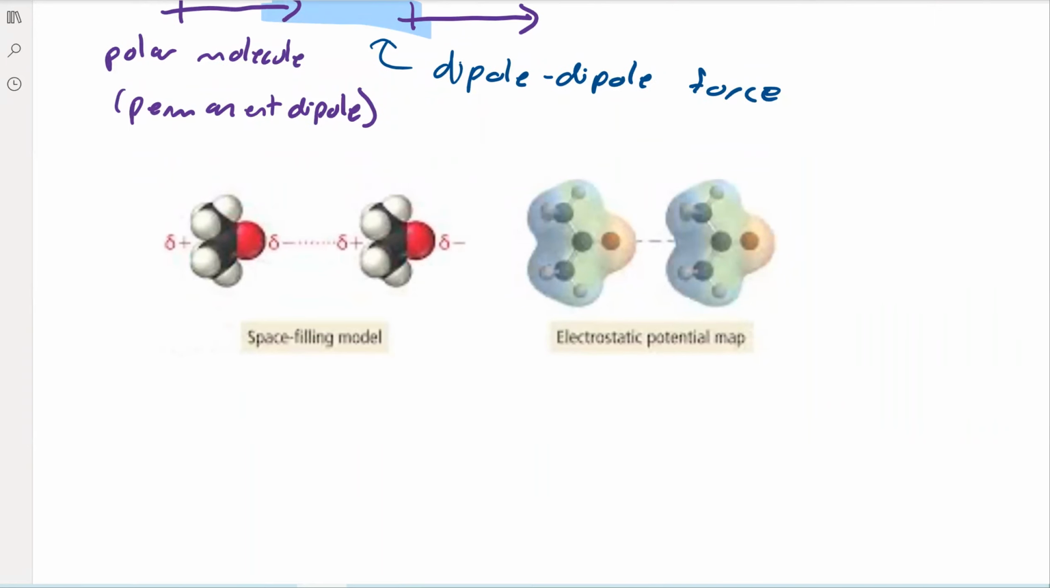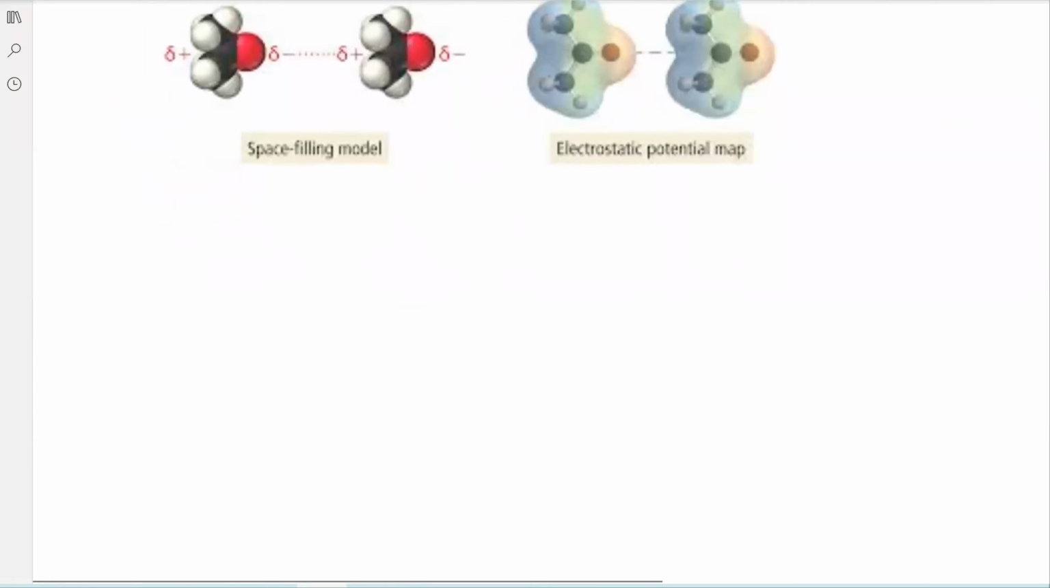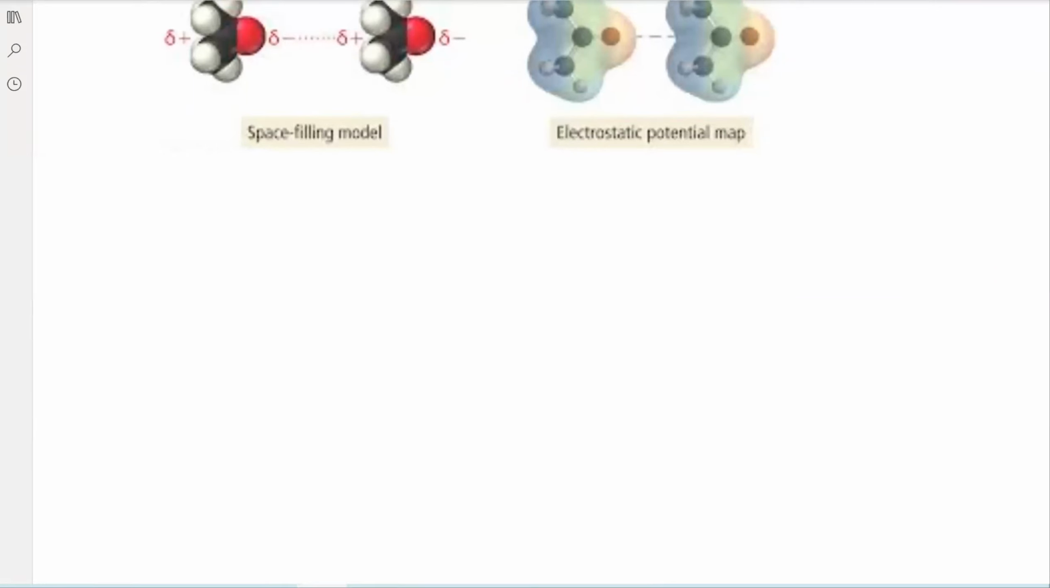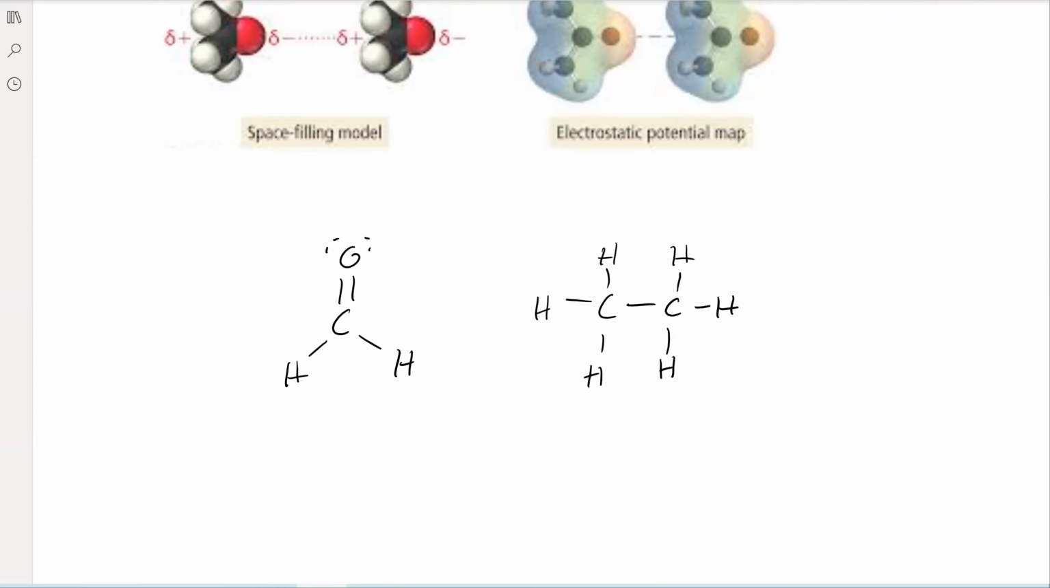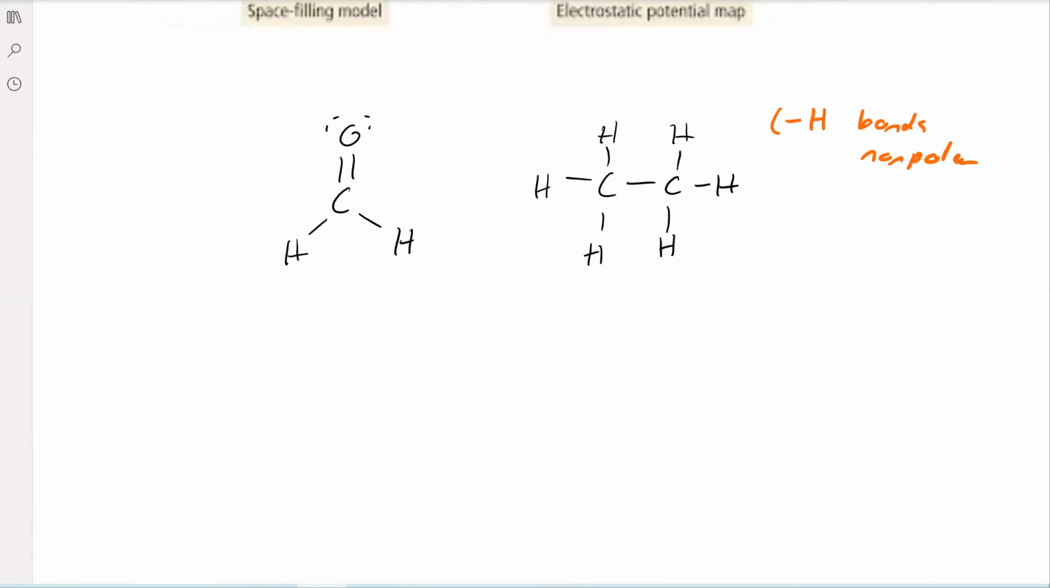One thing we have to be careful about when determining whether something has a dipole-dipole force is to think about our bonds. So for example, formaldehyde, we have a polar molecule. This over here is ethane. Remember that carbon-hydrogen bonds are nonpolar. The molecule on the right has no permanent dipoles. The molecule on the left does have permanent dipoles.